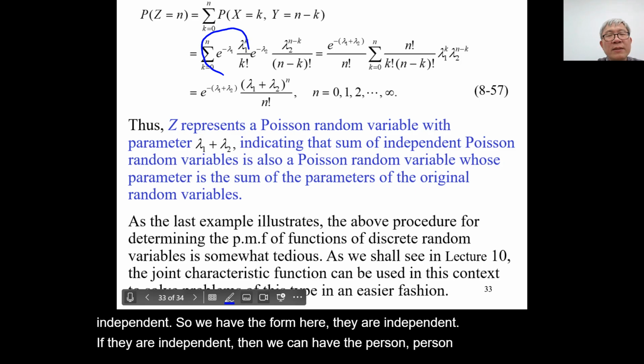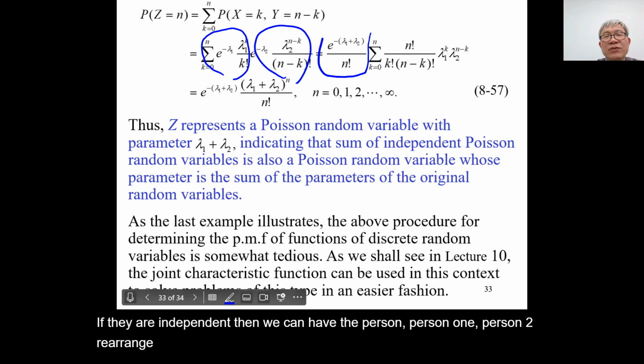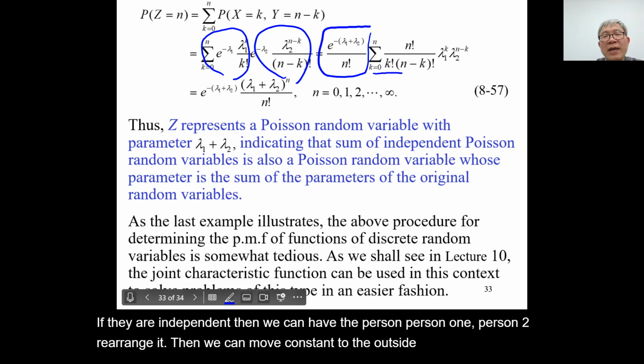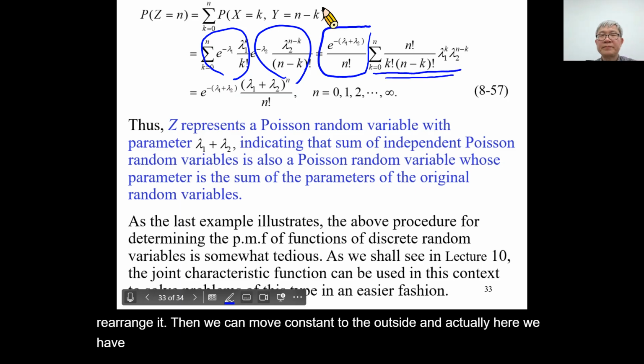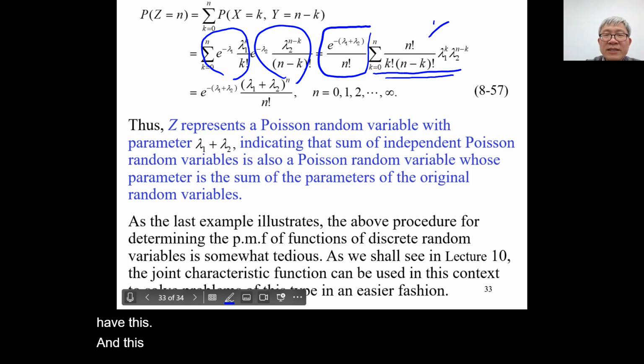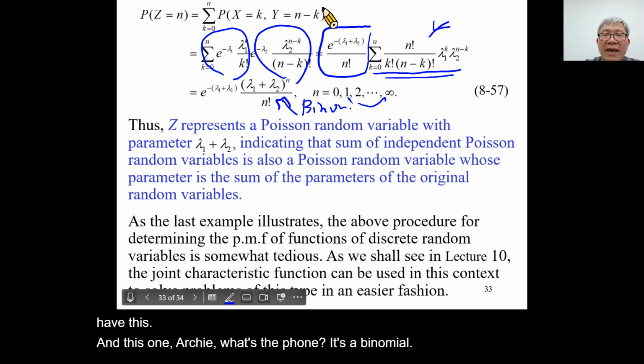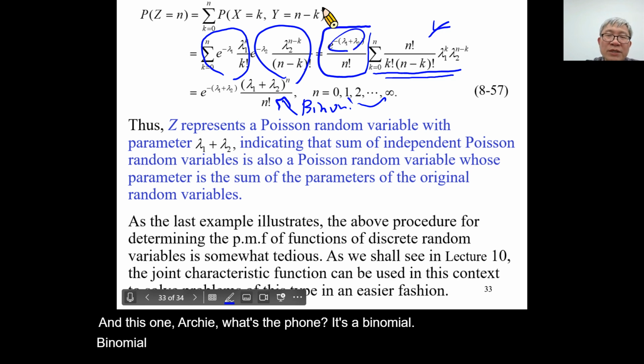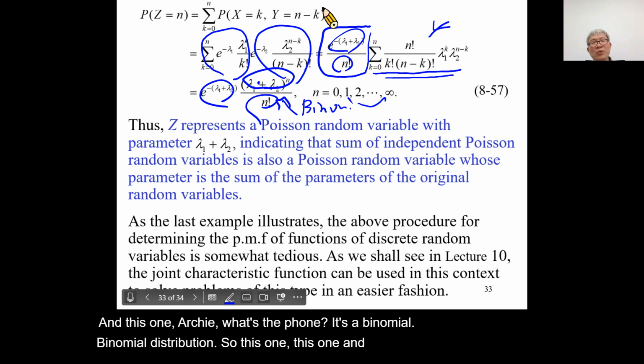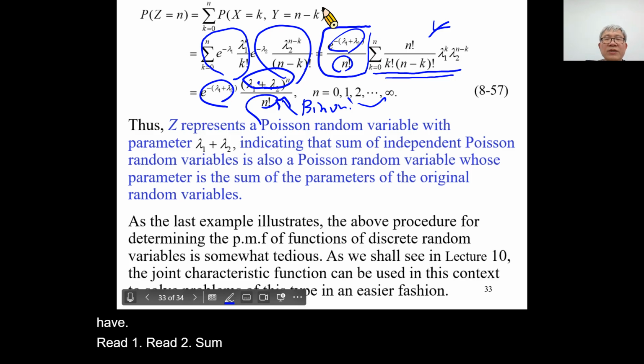If they are independent, then we can have Poisson 1 and Poisson 2. Rearrange it, then we can move constants to the outside. And actually here, we have these. And this one, what's the form? It's a binomial distribution. So we have rate 1, rate 2, summed and raised to the power n, so we have the result.